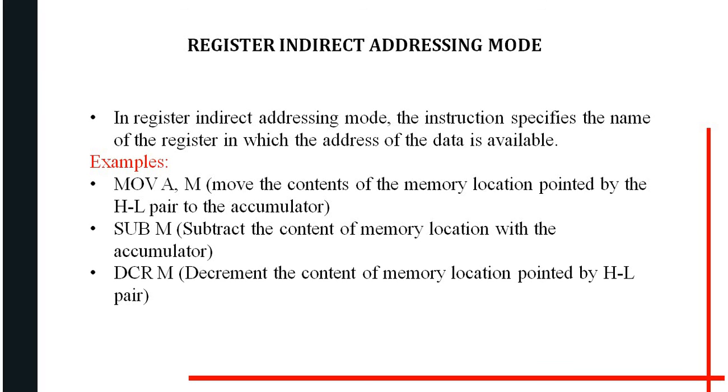Next, SUB M. The subtraction operation is performed with the accumulator and the content of the memory location, where memory is nothing but the HL register pair. Next, DCR M. DCR is the decrement operation. So decrement the content of the memory location pointed to by the HL register pair.